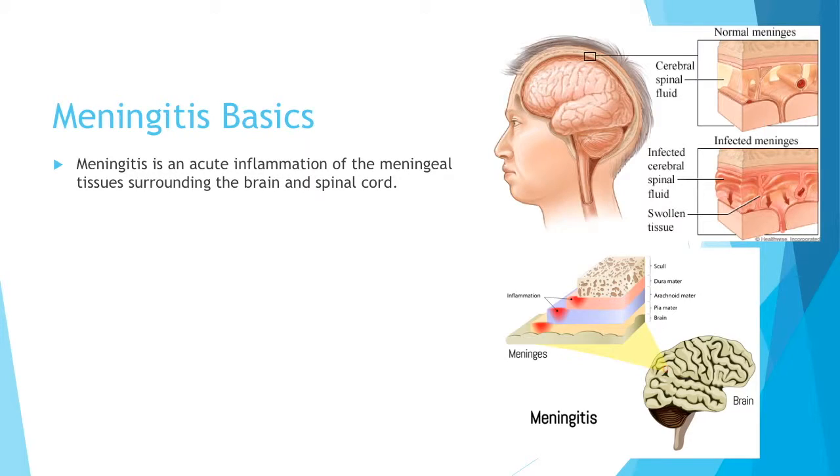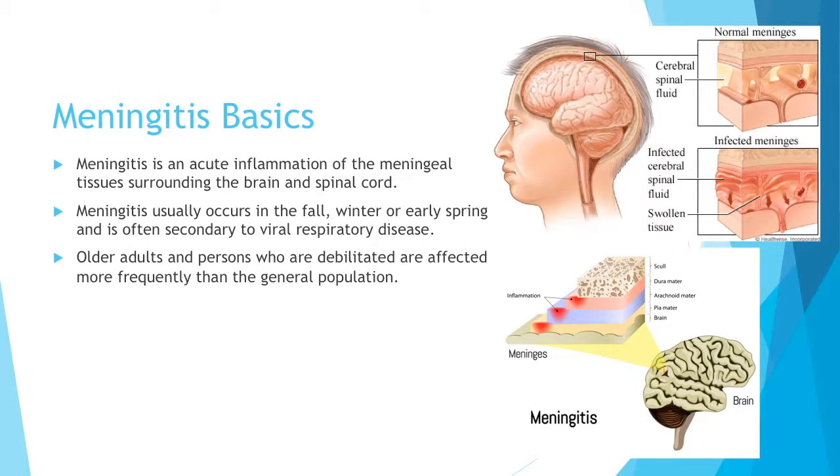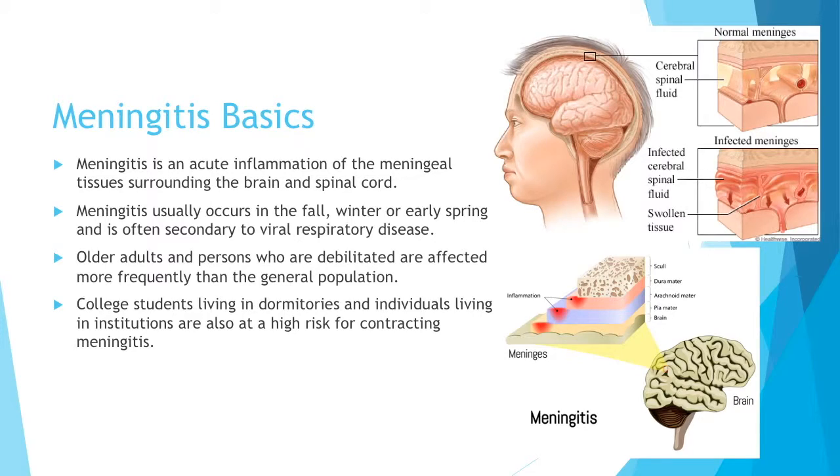Meningitis basics. Meningitis is an acute inflammation of the meningeal tissue surrounding the brain and spinal cord. Meningitis usually occurs in the fall, winter, or early spring, and is often secondary to viral respiratory disease. Older adults and persons who are debilitated are affected more frequently than the general population. College students living in dormitories and individuals living in institutions are also at a high risk for contracting meningitis.